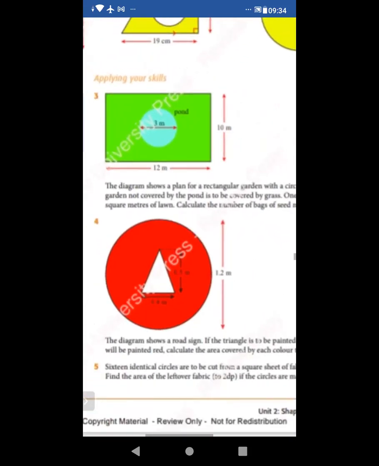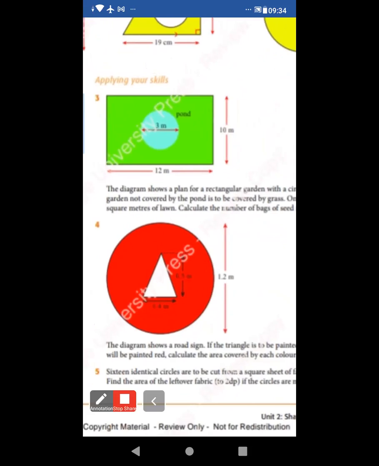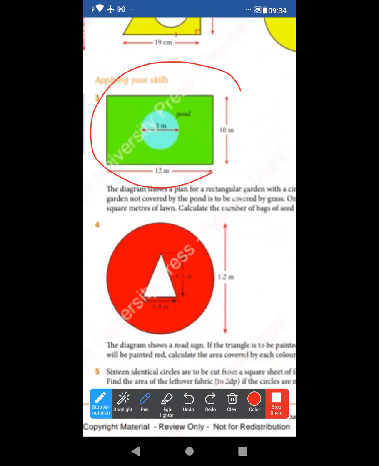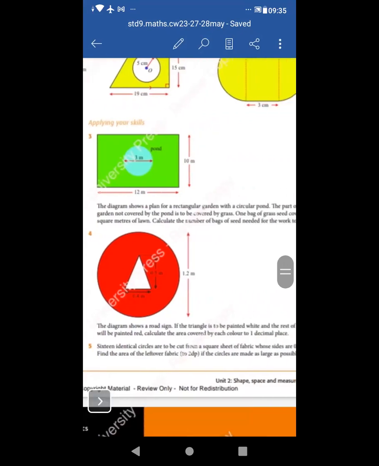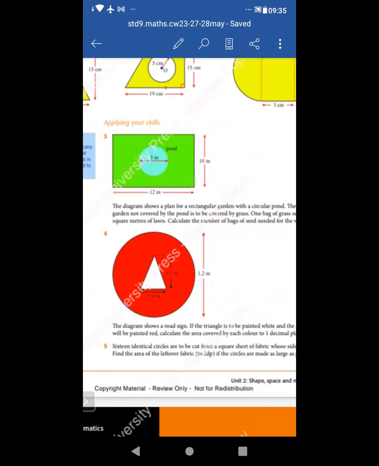Here it is. Applying your skills. Look at this. It is a rectangular garden over there. Just read the question. The diagram shows a plan for a rectangular garden with a circular pond. Look, this one is a rectangular garden and there is a circular pond, right? The part of the garden not covered by the pond is to be covered by grass.